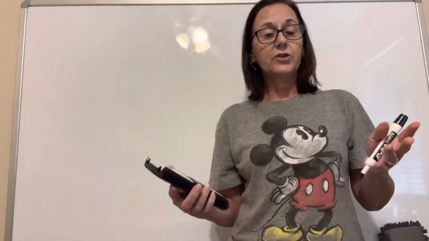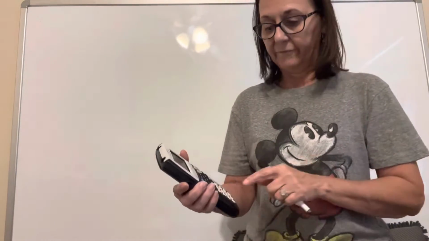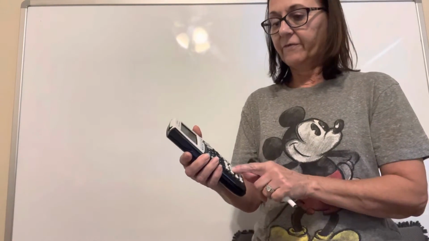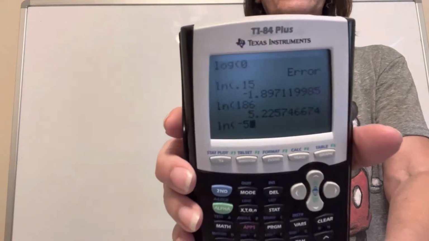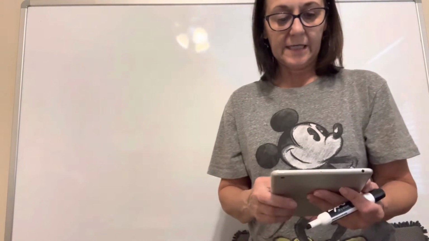Just like for logs, your argument can't be negative. Same thing for natural logs. Your argument cannot be negative, so you cannot do the ln of -5. You'll get an error. It errors out. All right, look at example 4.